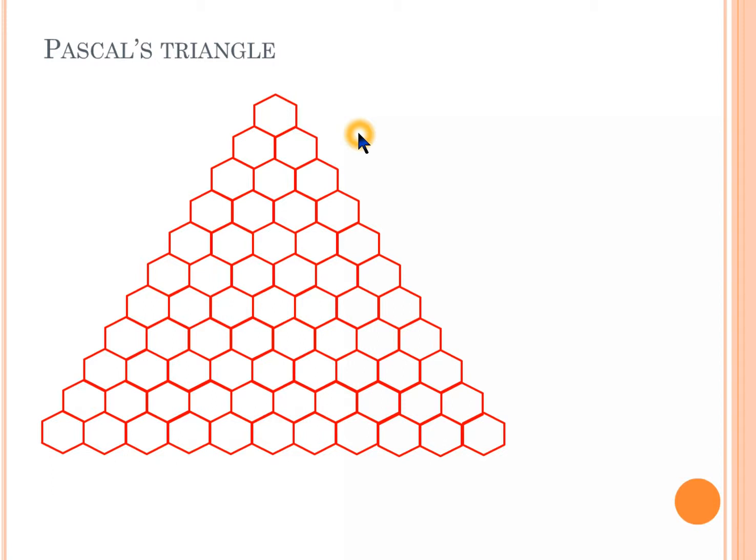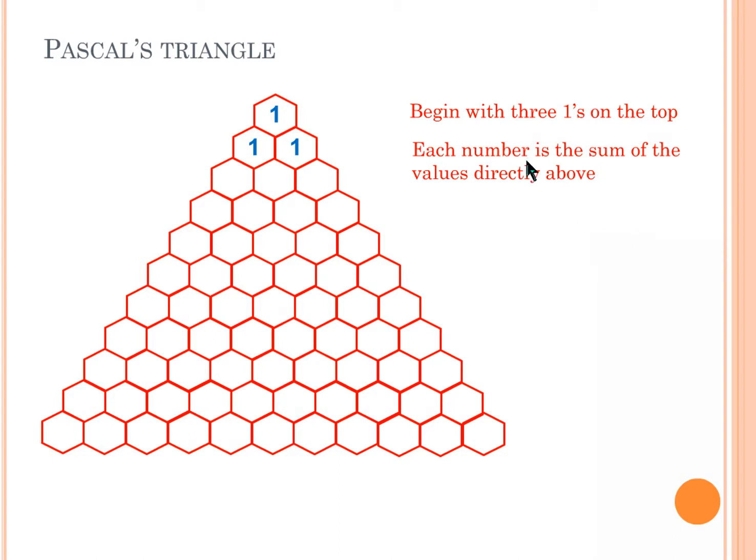So let's try to break down what Pascal's triangle is. When we have the triangle, we generally begin with 3 ones on the top. So here's a 1 here, a 1 there, and a 1 there. And then we're going to construct the rest of the triangle. Each number is the sum of the values directly above. Every single number on the outside will be a 1. So everything here will be a 1, everything here will be a 1, and then we'll use this rule when we're dealing with numbers in the middle.